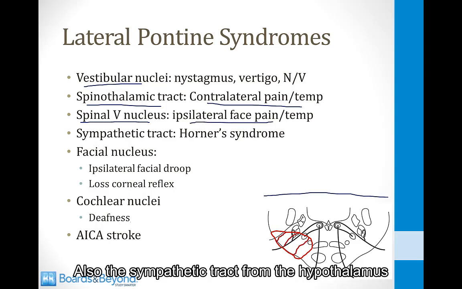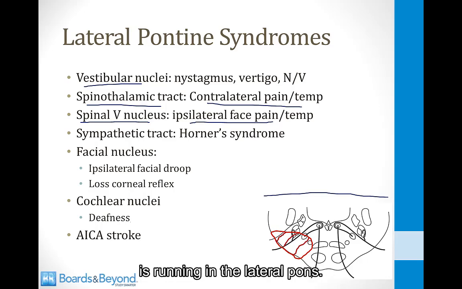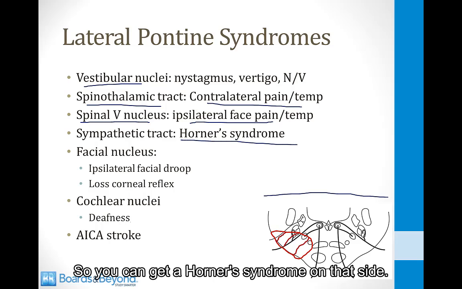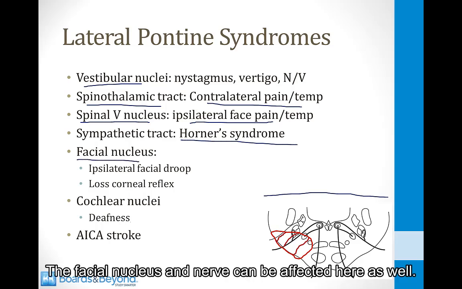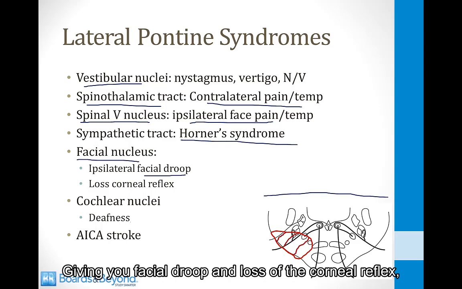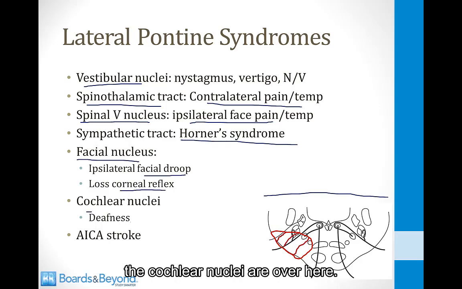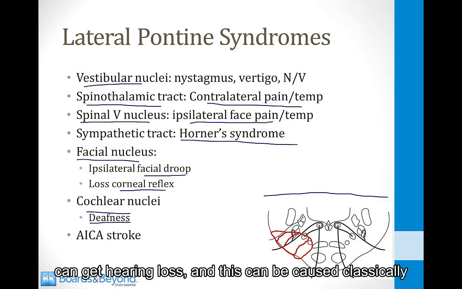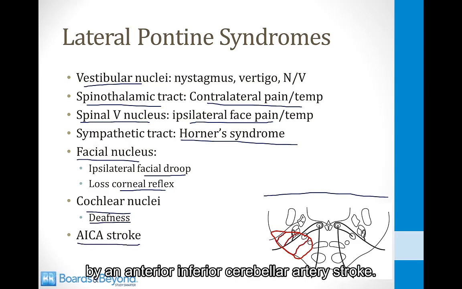Also, the sympathetic tract from the hypothalamus is running in the lateral pons, so you can get a Horner syndrome on that side. The facial nucleus and nerve can be affected here as well, giving you facial droop and loss of the corneal reflex. The cochlear nuclei are over here, so patients who have lateral pontine lesions can get hearing loss, and this can be caused classically by an anterior inferior cerebellar artery stroke.